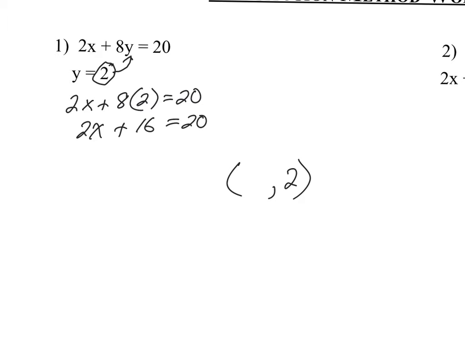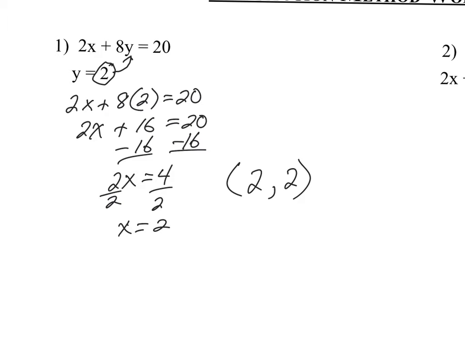And now we're solving by undoing. Always undo the addition or subtraction first. Take away 16, take away 16. And I end up with 2x is equal to 4. And divide by 2, x equals 2. So it just so happens that they are exactly the same.